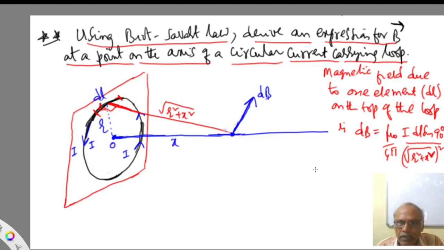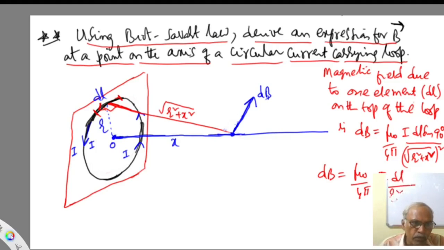Now you will get dB is equal to mu naught by 4 pi, I dl by r square plus x square, since sin 90 is 1.